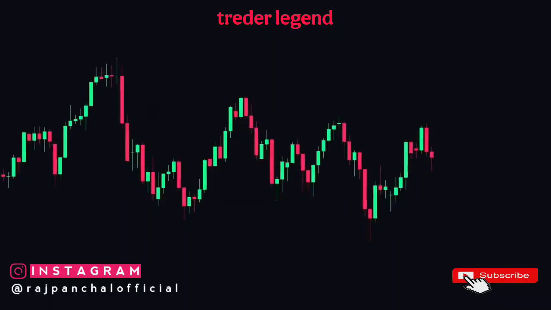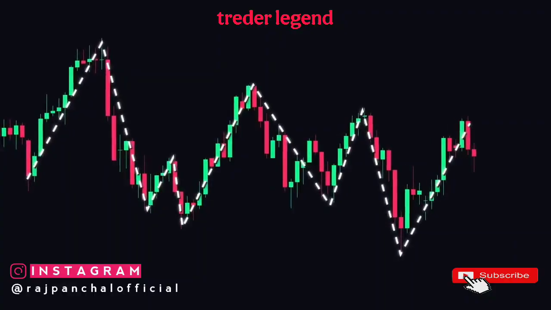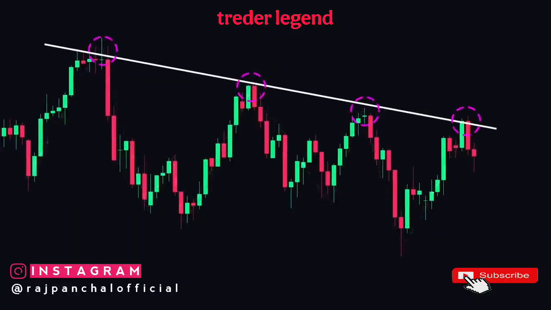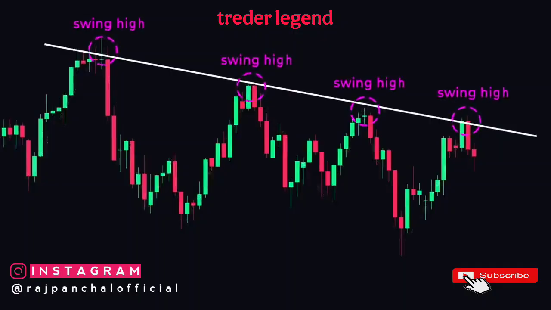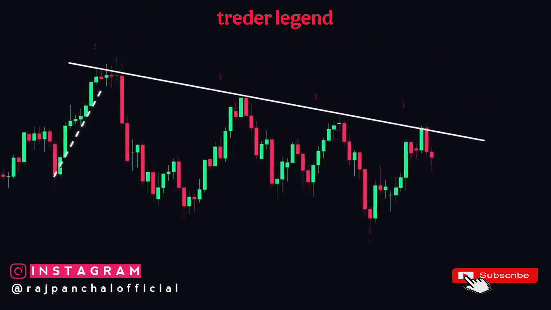Now let's look at the opposite scenario. Here's another chart. Again, we can see that price is fluctuating, moving both up and down. However, when we apply a trend line, this time connecting the swing highs, we can see that the trend line is sloping downwards, meaning that despite the short-term fluctuations, the overall market trend is down.